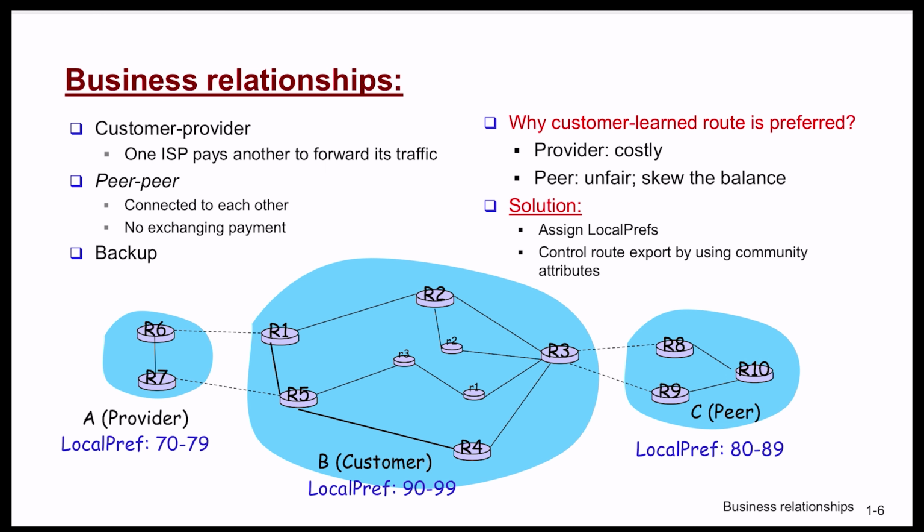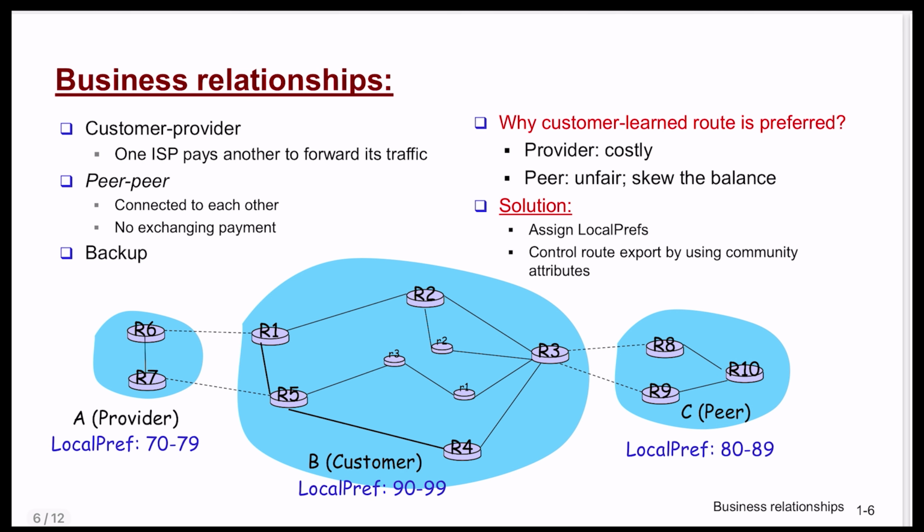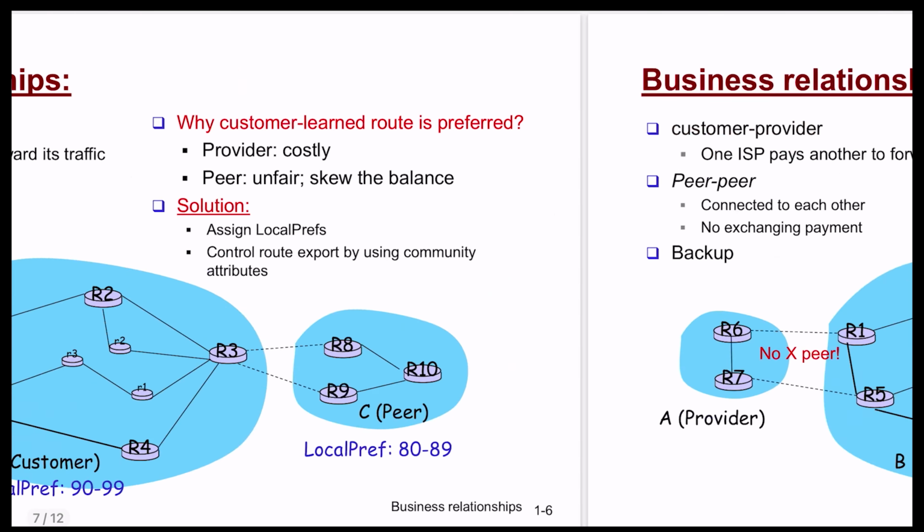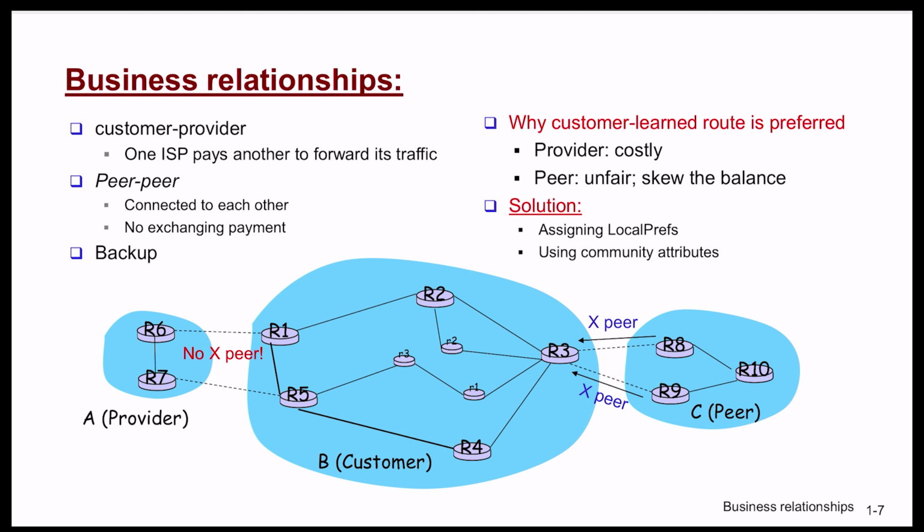First, assigning different local preferences is a way out, as routes with higher preference will be considered first. Usually, the range 90 to 99 will be used for customers, 80 to 89 for peers, 70 to 79 for providers, and 60 to 69 for backups. The other way is using community attributes.